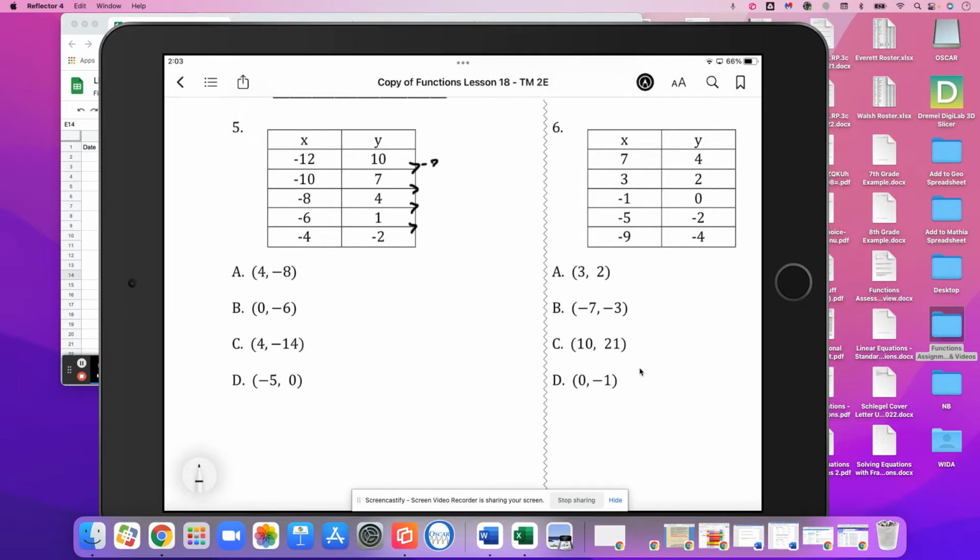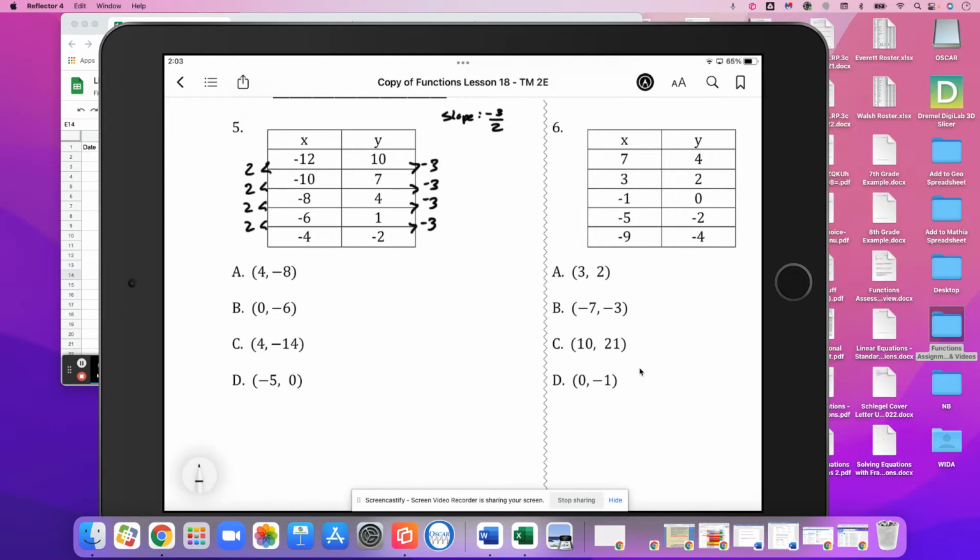So it looks like here we're going down by -3 on the right. Over here we are going up by 2. And so it looks like our slope is going to be -3 over 2. And our y-intercept is not given to us.